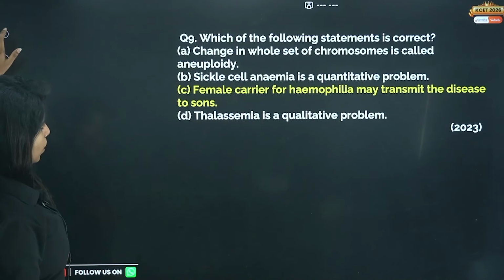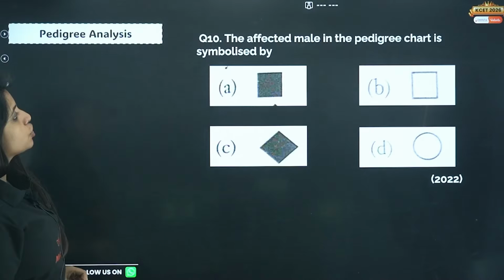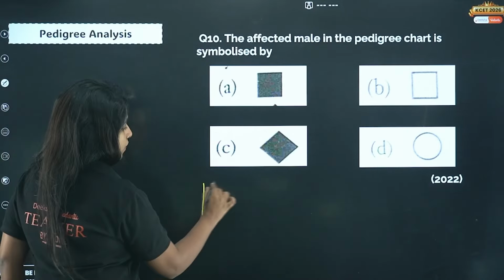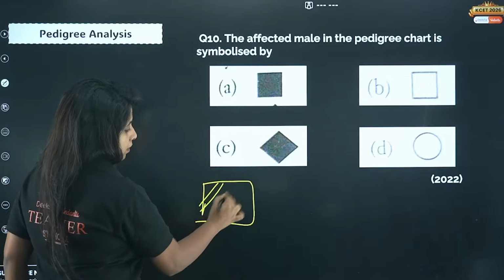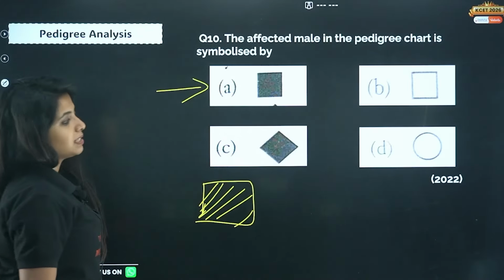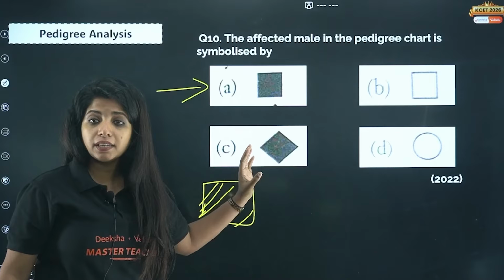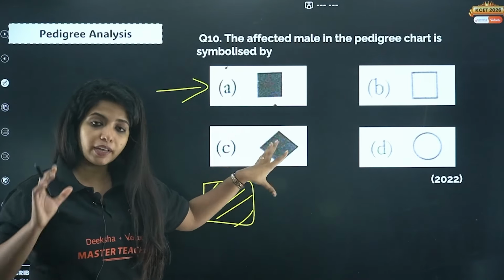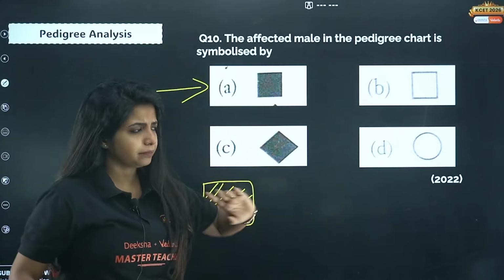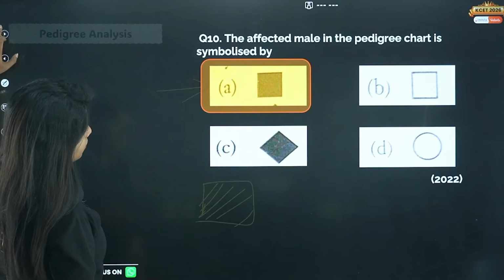Let's go ahead. The affected male in the pedigree chart is symbolized by a colored square. If it is a plain square, that is not an affected male. This is an affected male. This is an unspecified gender, but this individual is affected. Whatever organism or human being it is, it is affected. We do not know if it's a male or female. That means it's a normal female. Okay?